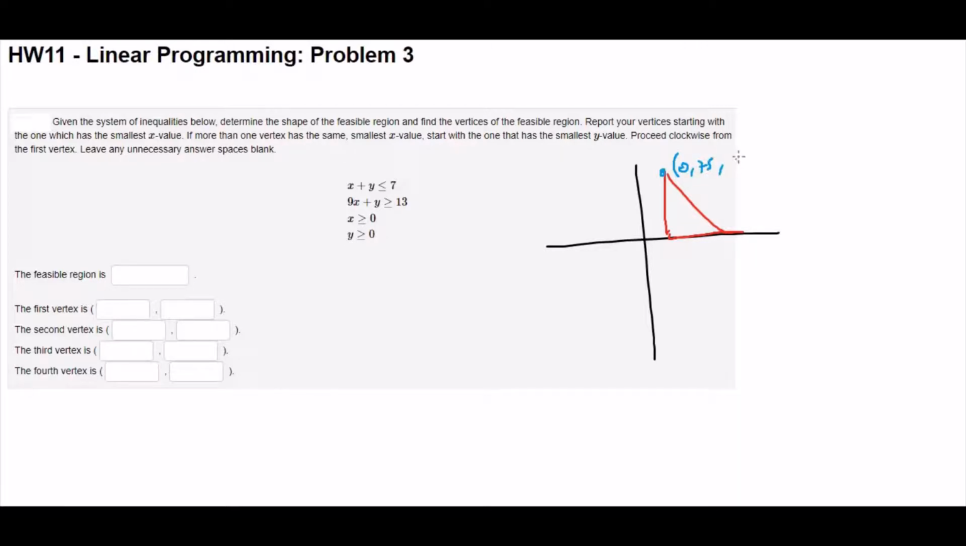And our vertices were 0.75, 6.25, 1.444, 0, and 7, 0. And our feasible region is a triangle. And you can copy paste the vertices here. So that's going to be the correct answer. And you don't need to write anything here, because instructions are like that.